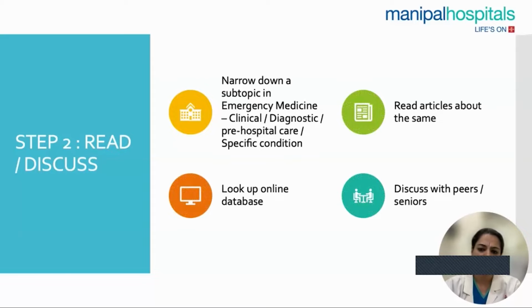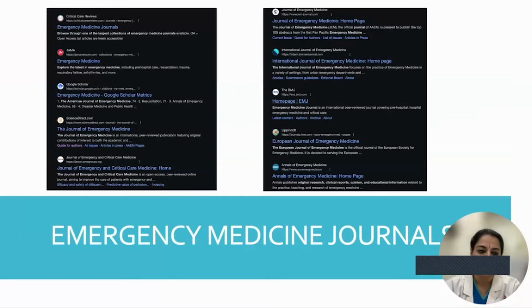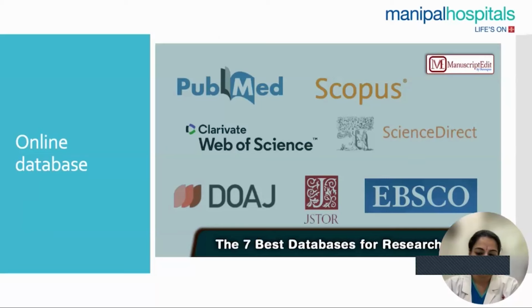If you'd like to know which articles to discuss, if you Google emergency medicine journals, you get a huge list and it becomes quite exhaustive. So it'll be difficult for you to actually research looking at journals. This is where your databases come into the picture. There are 7 best databases for research, but the most widely used would be PubMed or Scopus. Science Direct by Elsevier is also widely used, but it requires some form of payment to access it. So if you have institutional access, you can click on the search button.